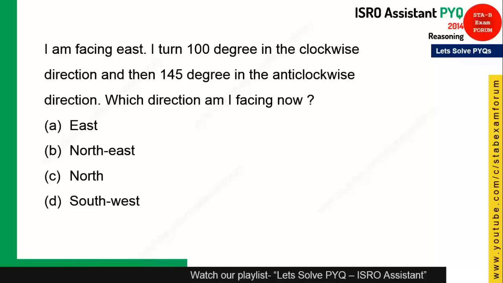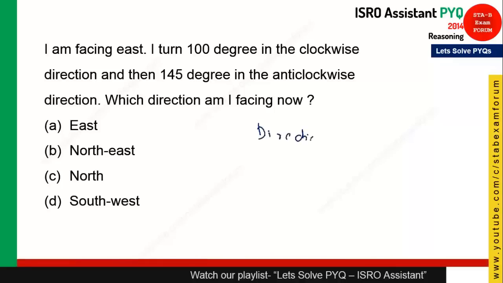Student, this question is from the direction sense test. Let's make a diagram. The person is facing east, so he is facing in this direction. Then he turns 100 degrees clockwise. This is 90, so this is 100 degrees, so he turned like this. After that he turned 145 degrees in the anti-clockwise direction.